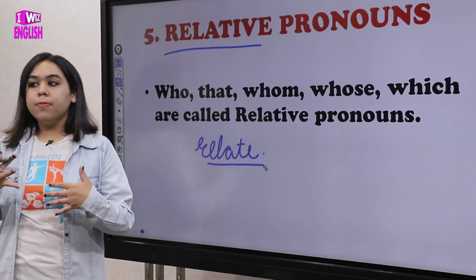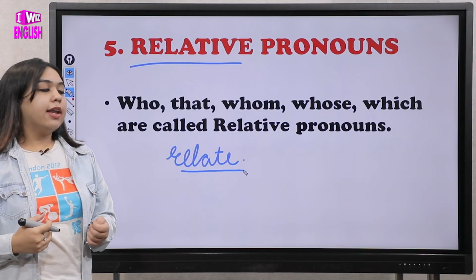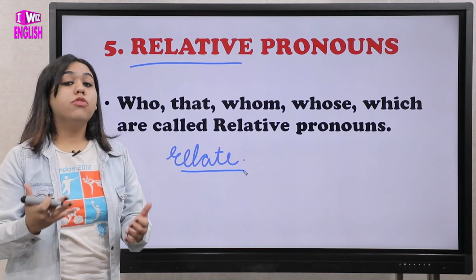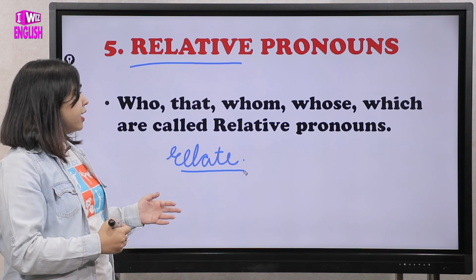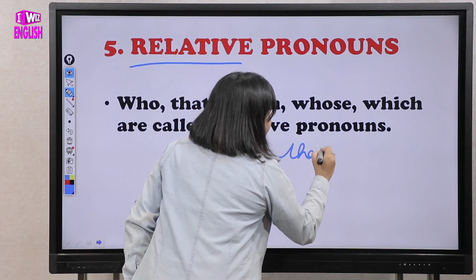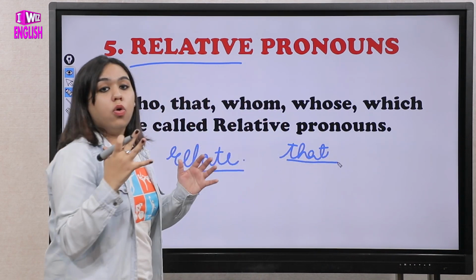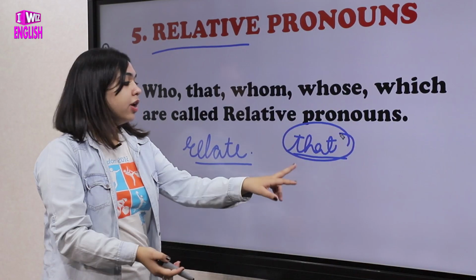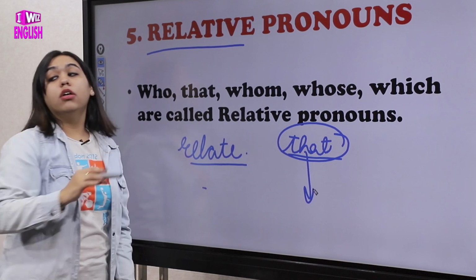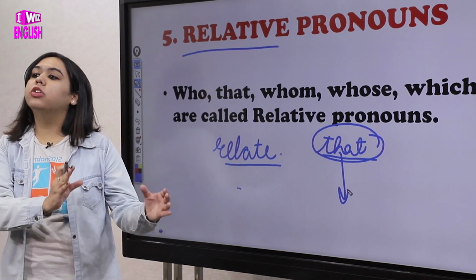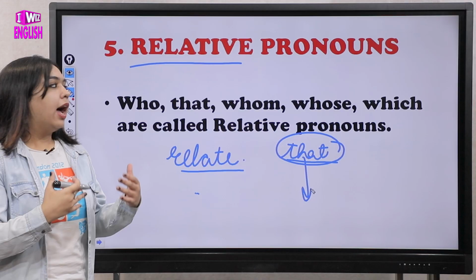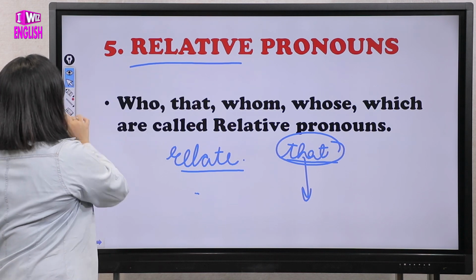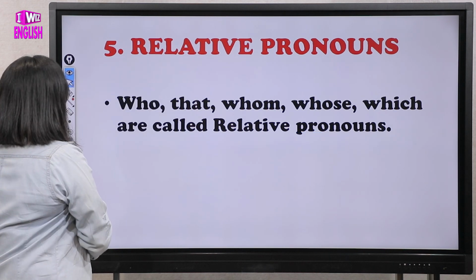Let's say I'm talking about a dress, and you tell me, ma'am, your dress looks really good. So I say, this is the dress that you gifted me. So here I am trying to relate that this is the same dress that you gifted me. So here that is a pronoun called a relative pronoun, where we are relating to things or to events. I hope it is clear to you, and when we read more examples, you'll get a clear picture of it. So let's move on.